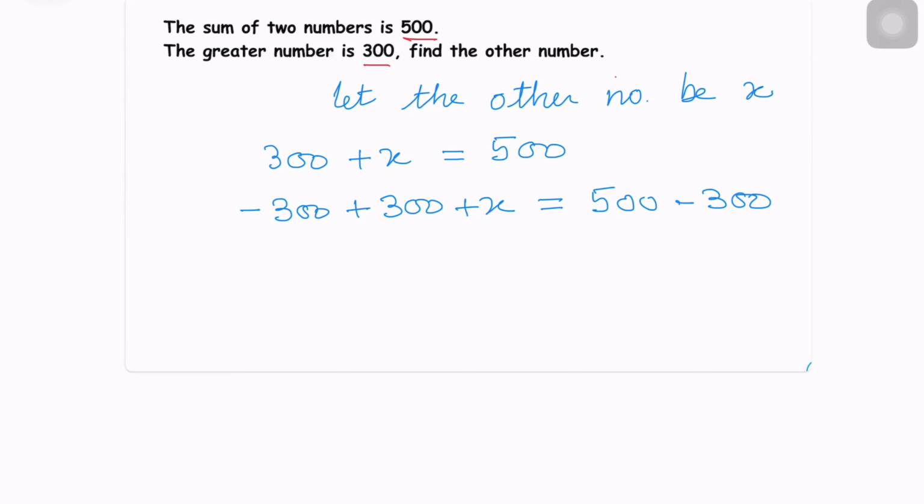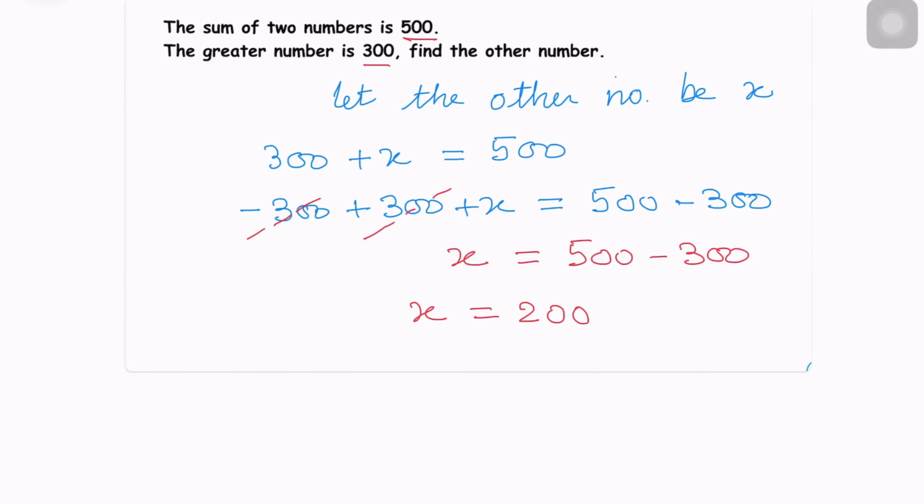Okay, now what's going to happen is this minus 300 and plus 300 will cancel out. Okay, I am left with x on this side, and I am left with 500 minus 300 on other side. Now I will solve this equation. What is 500 minus 300? 5 minus 3 is 2, and I will copy the 0. X is equal to 200, same answer.